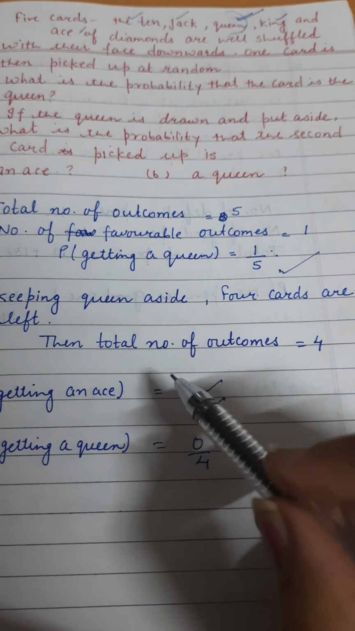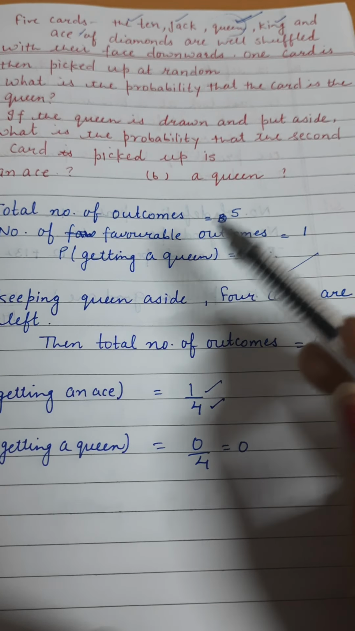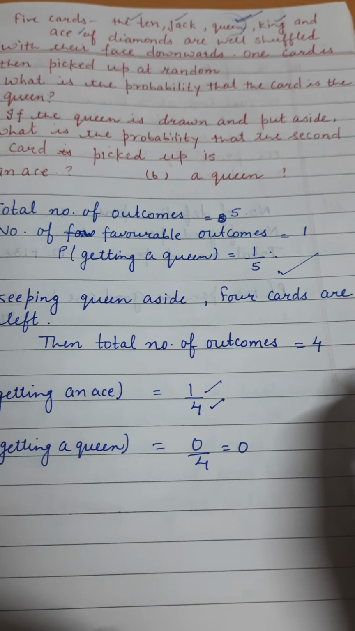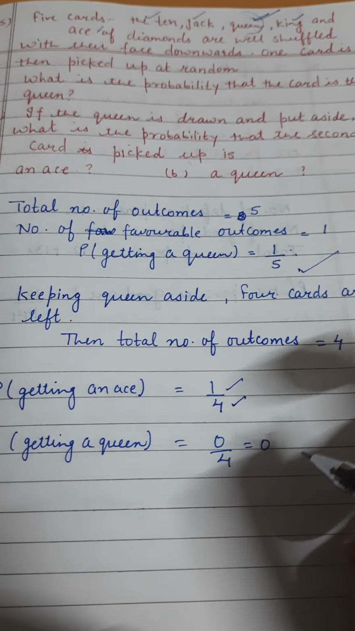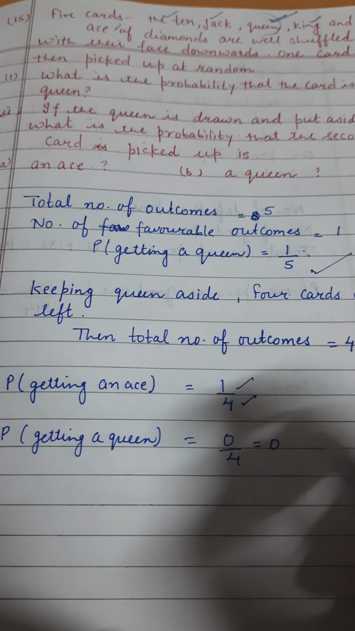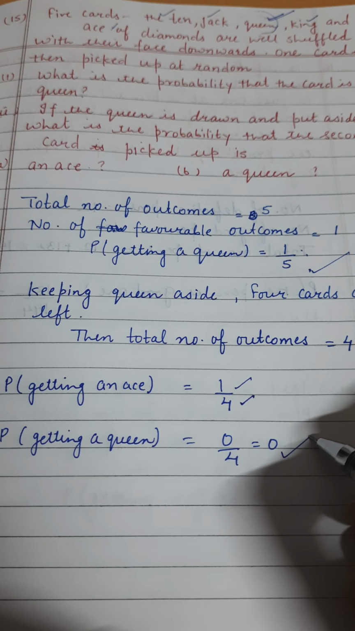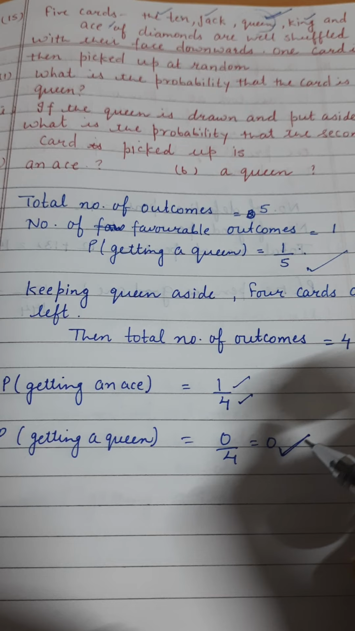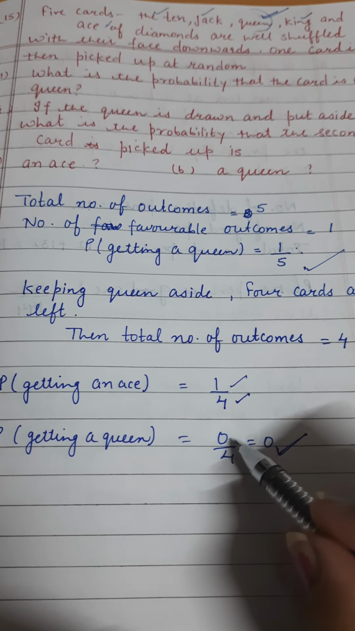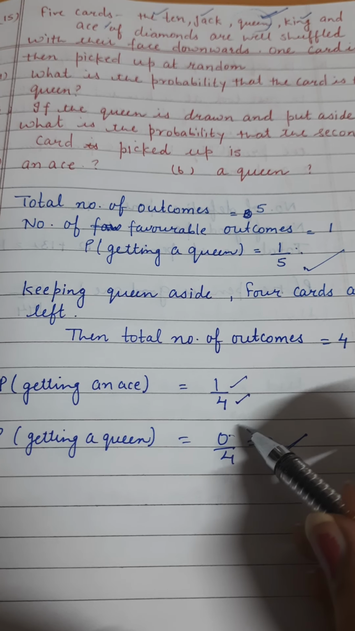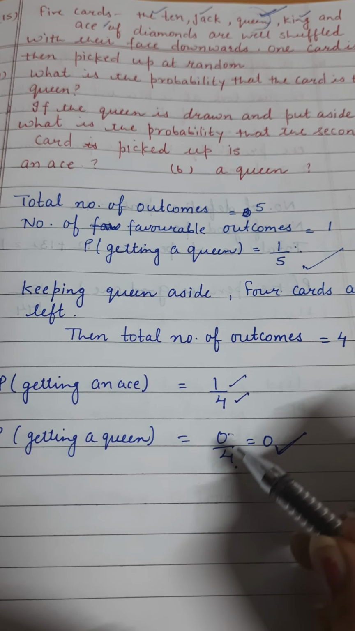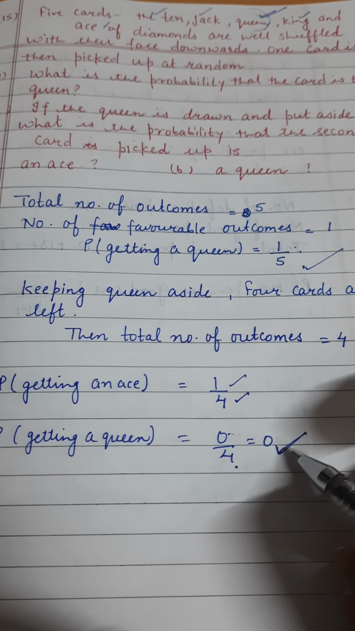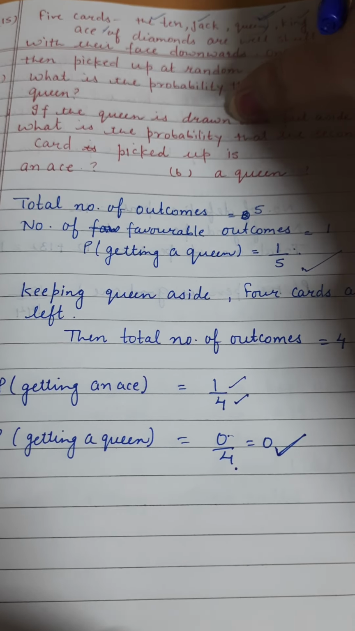And second, we have to calculate the probability of a queen, since the queen is already out. Finding the probability of a queen is not possible at all because the queen is not there. So the probability of an impossible event is always 0. You can also write that the favorable cases are 0 because the queen is not there, and the total number of cases are 4. So 0 divided by 4, the answer will be 0. Now next question.